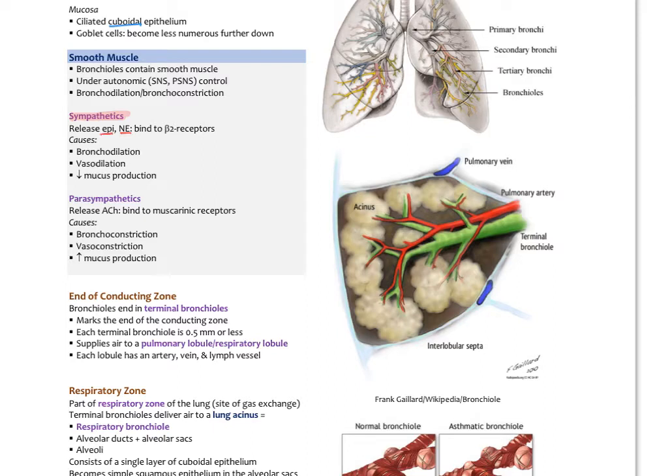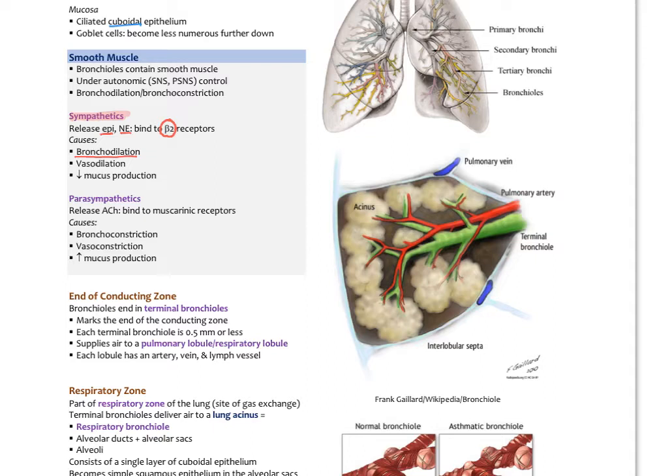And both epi and norepi bind to what are called beta-2 adrenergic receptors. This is a receptor for norepi and epi, and they're found on the bronchial smooth muscle. And when they're stimulated, they lead to bronchodilation. A lot of people get that confused. When you think of sympathetic stress, everything constricts down. But in the lungs, it's the opposite.